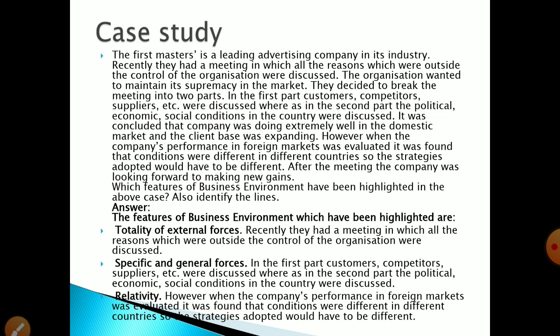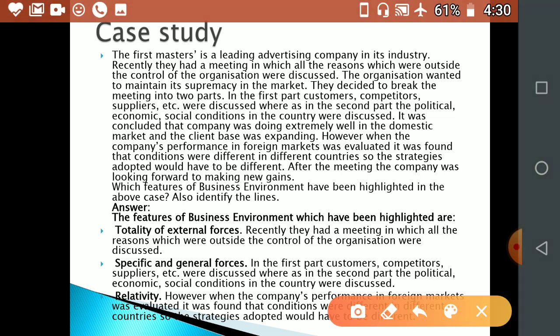Now, outside the control of the organization, which feature has been highlighted here? Totality of external forces. Because which are external forces? External forces are those forces which are beyond the control of any organization. Then what did they do? They divided the meeting into two parts. One part will be dealing with the customer and competitor, and another will be dealing with the social and economic factors.